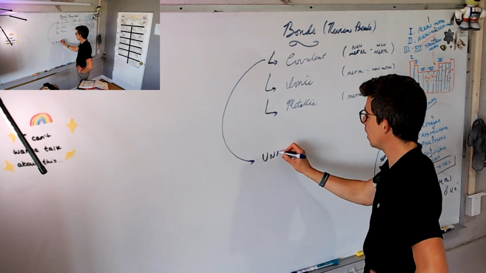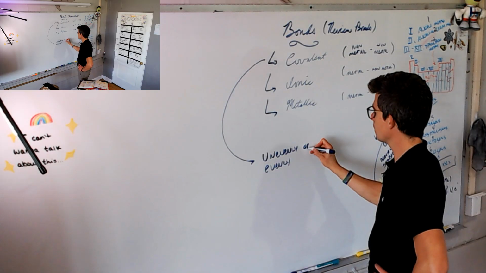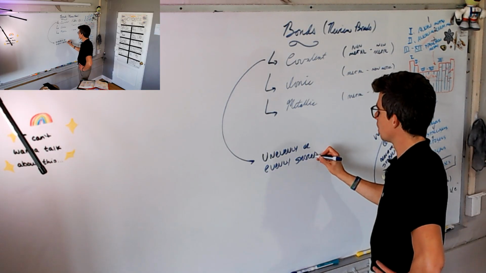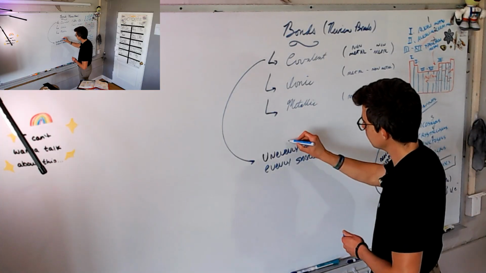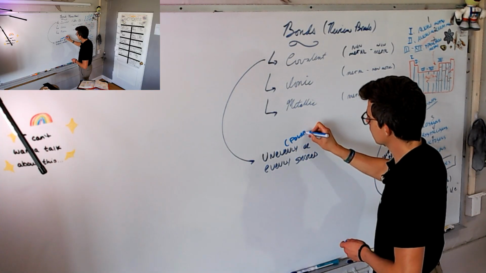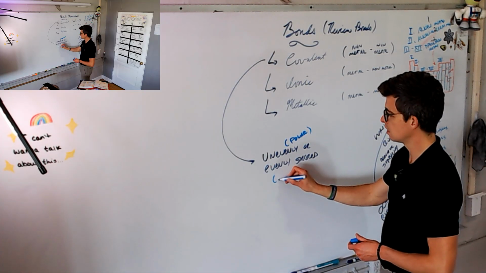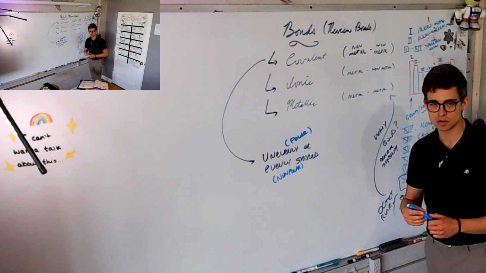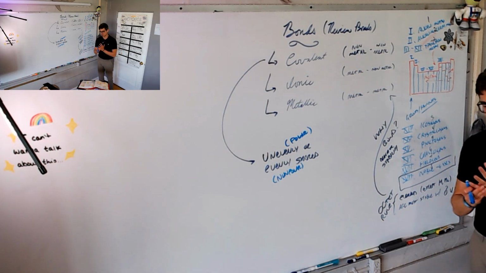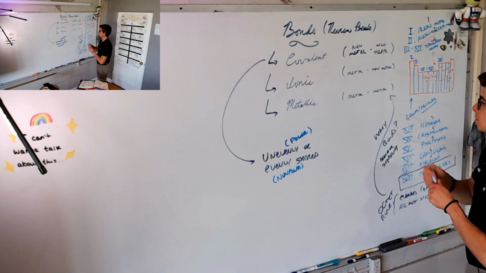Covalent bonds can be unevenly or evenly shared. Unevenly shared we call polar. Can you guess what we call evenly shared? Nonpolar. And by the way, covalent bonds are sometimes also called molecular bonds.